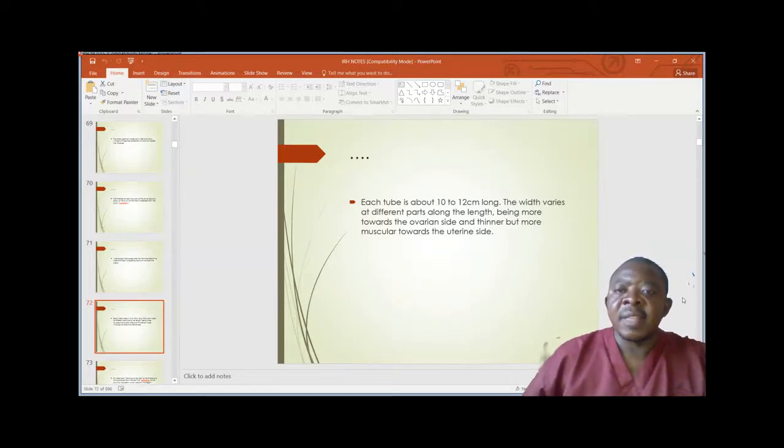So inside the fallopian tubes we have the cilia, and then near the ovary we have the fimbriae, fingers. Okay, so finger-like things that pick up the ovum.